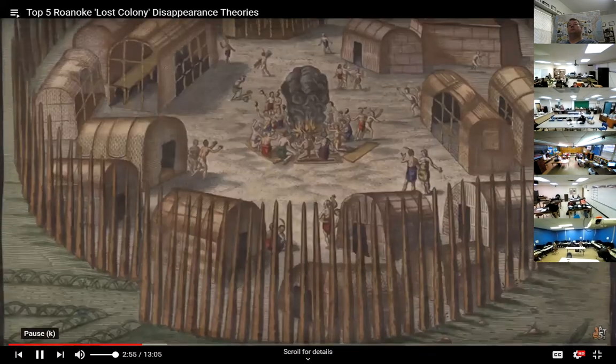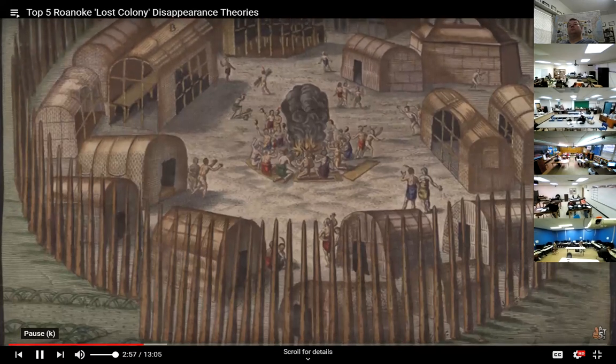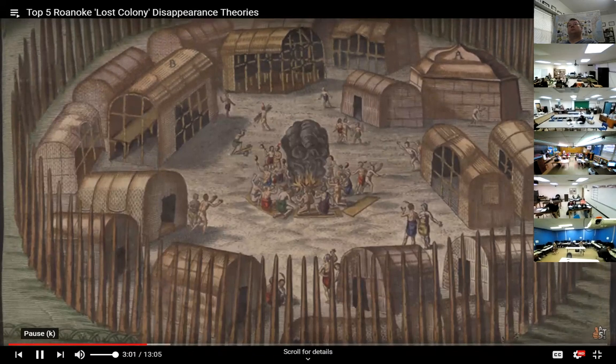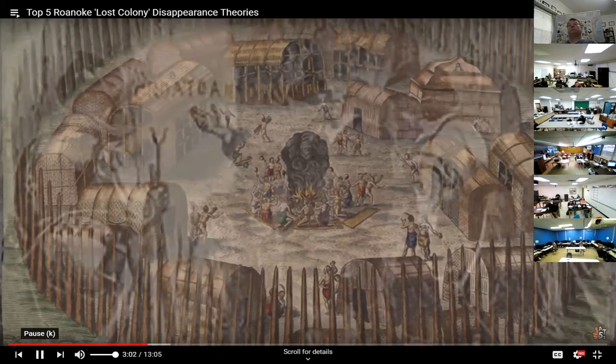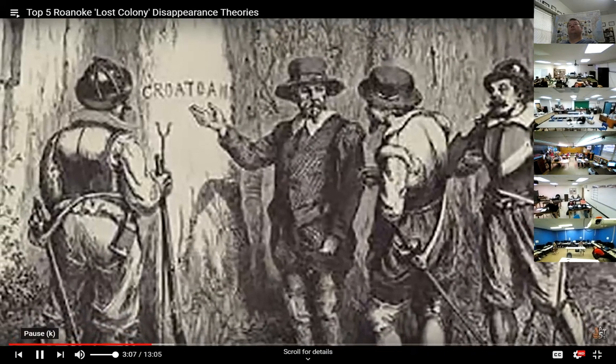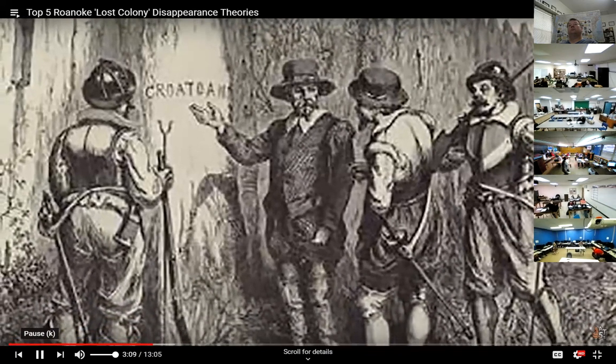But if the entire Roanoke colony that had disappeared had indeed moved over to Croatoan Island, why isn't there vastly more evidence of their settlement there, either in archaeological terms or in the records or paintings or anything? The investigation continues.